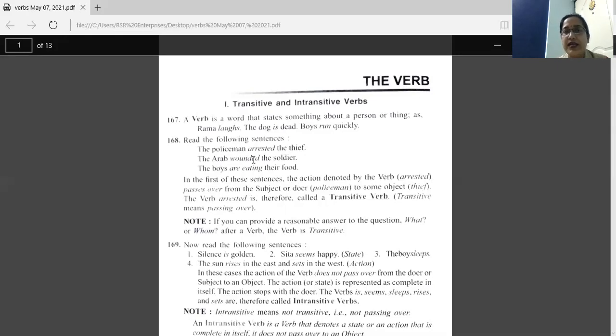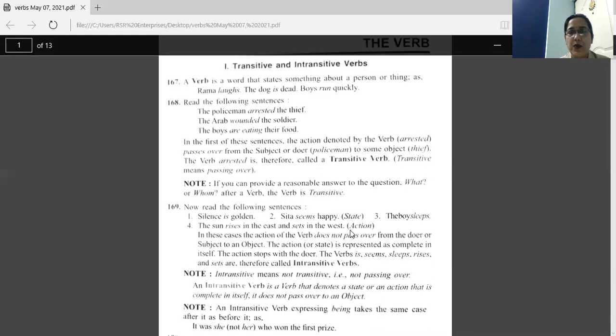The Arab wounded the soldier. So the Arab wounded whom? The soldier. This is a transitive verb. The boys are eating their food. The boys are eating what? Your answer is their food. So this is a transitive verb. So you are getting the answer of what or whom. In that condition, that verb is a transitive verb. When you have an object there, that is a transitive verb.